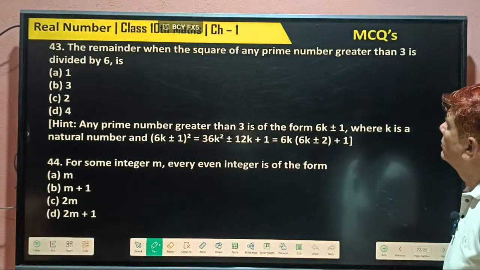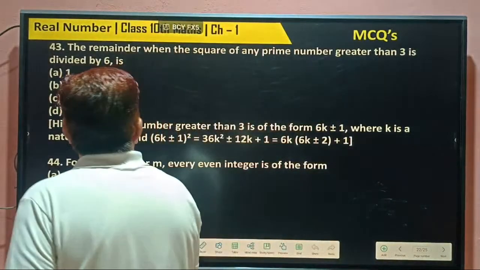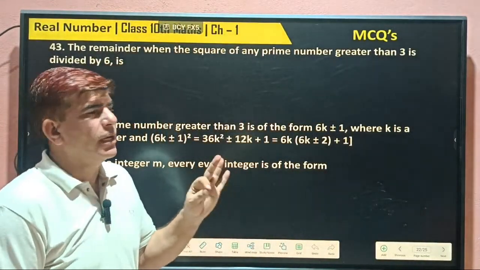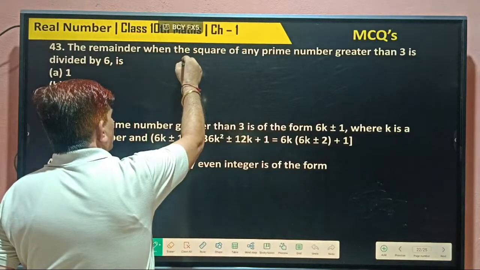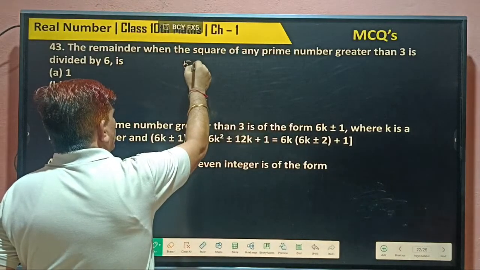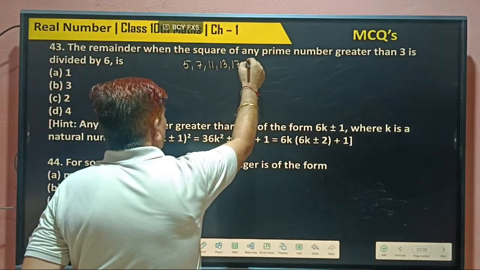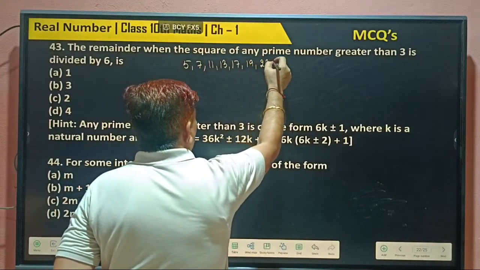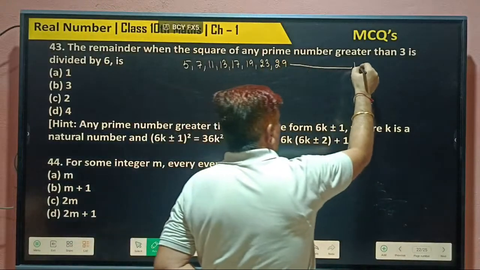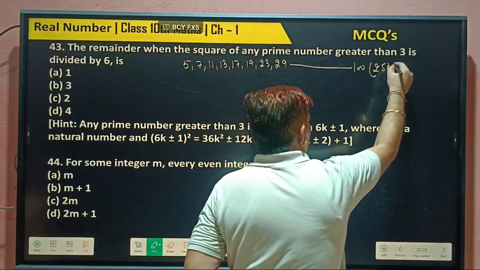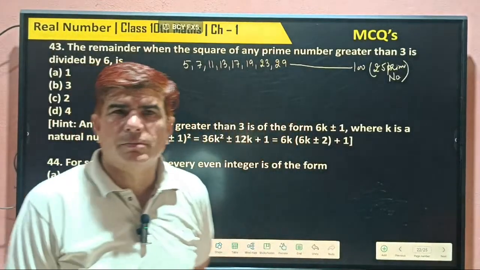Next. Show the remainder when the square of any prime number greater than 3 is divided by 6. So take prime numbers greater than 3: 5, then 7, then 11, then 13, 17, 19, 23, 29, up to 100, a total of 25 prime numbers. Understood?